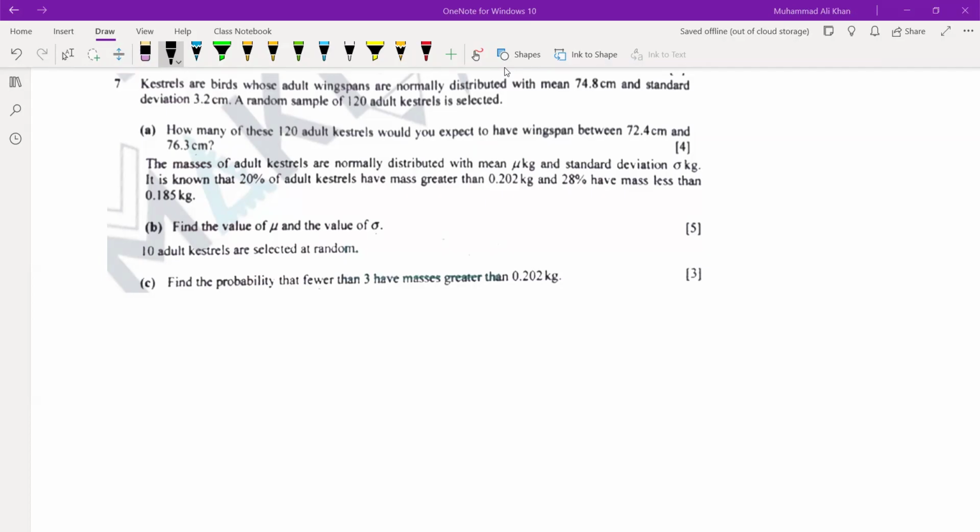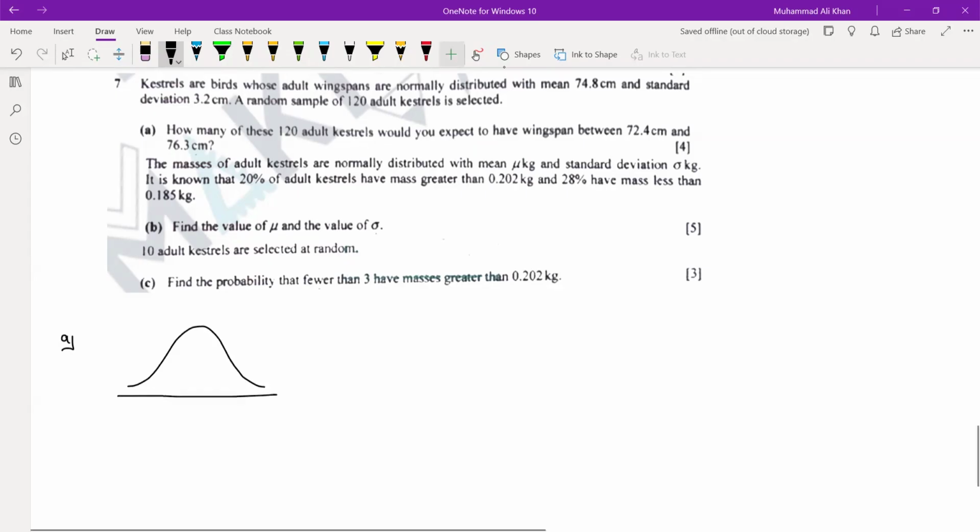Kestrels are birds whose adult wingspans are normally distributed with mean and standard deviation given. A random sample of 120 adults is selected. How many of these 120 adults would you expect to have wingspan between 72.4 and 76.3? A very simple question. I'm making a simple normal curve.